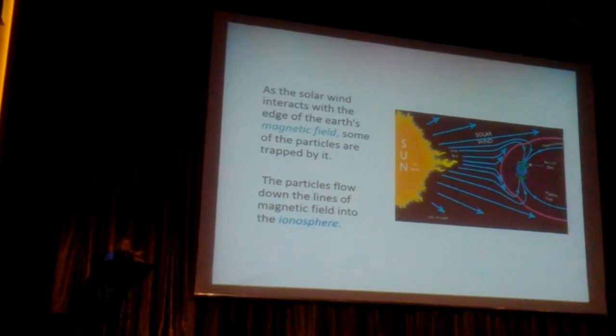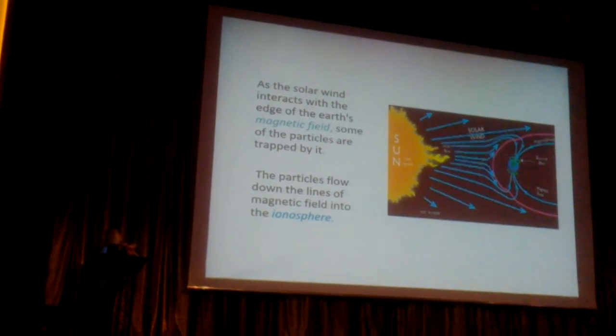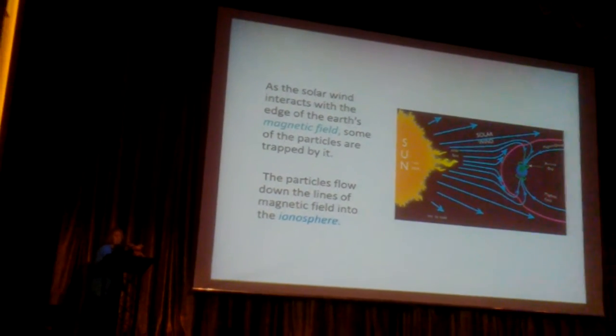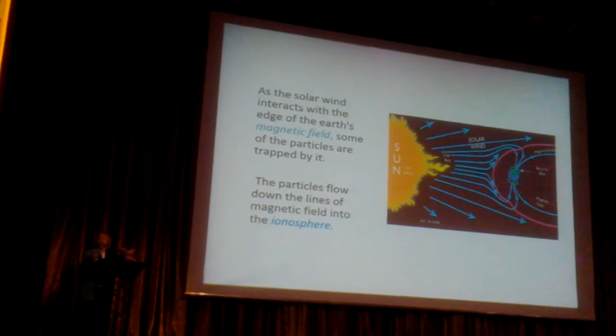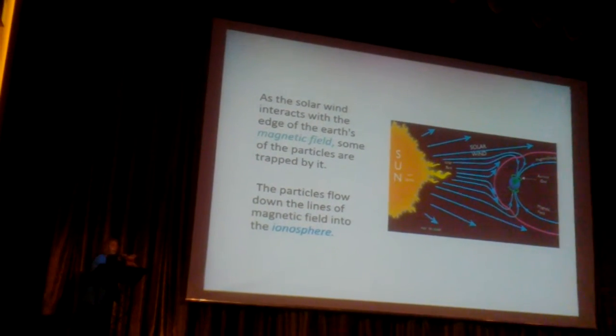Now the solar wind comes into the Earth's edges through the magnetic field. It comes down to the magnetic field, and some of the particles from the sun are trapped in the magnetic field, and they flow down into the ionosphere.